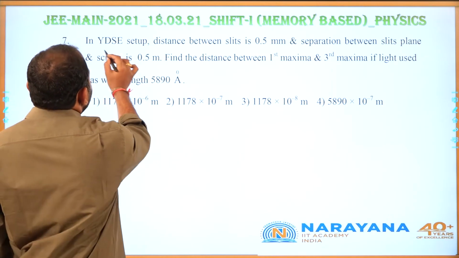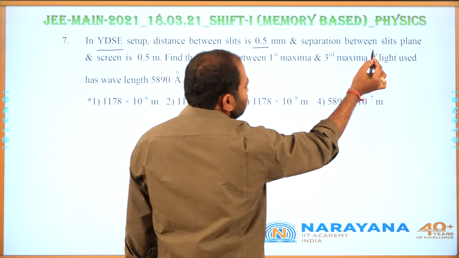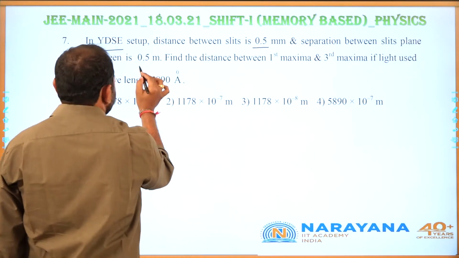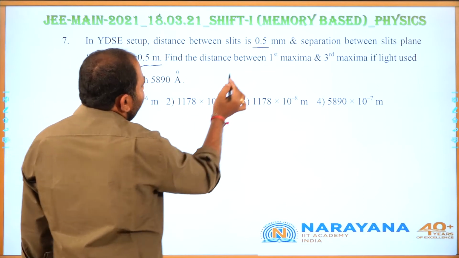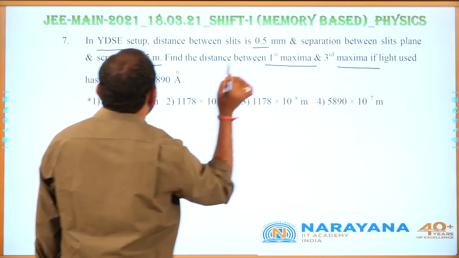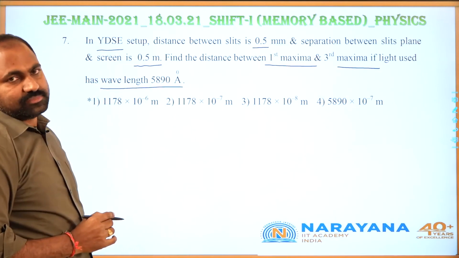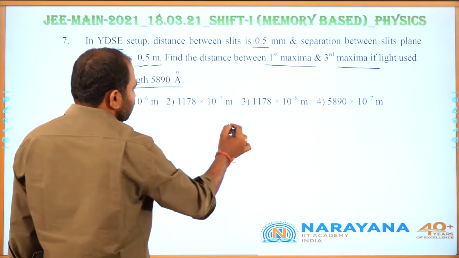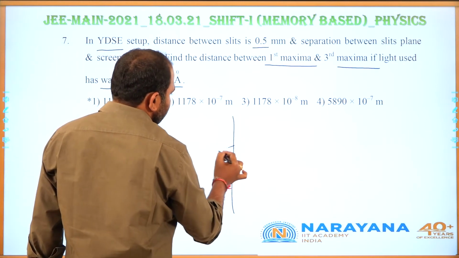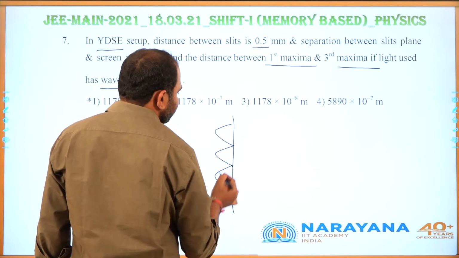Here it is given in a YDSE setup, the distance between slits is 0.5 mm. The separation between the slit plane and screen is 0.5 meter. Find the distance between the first maxima and third maxima if the light used has a wavelength of 5890 angstroms. We know that the separation between first and third maxima will be equal to 2 fringe widths.